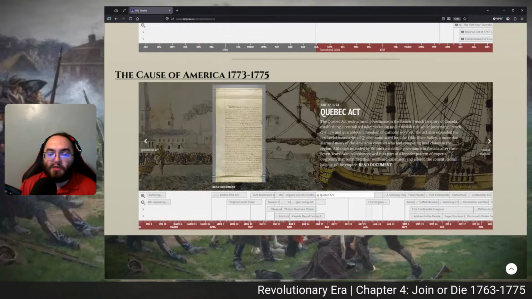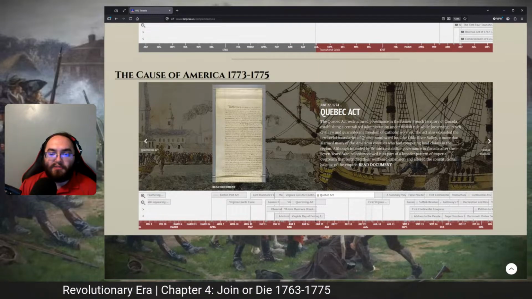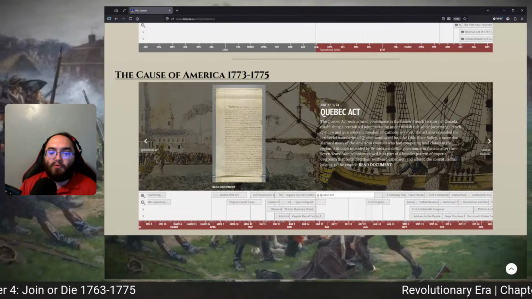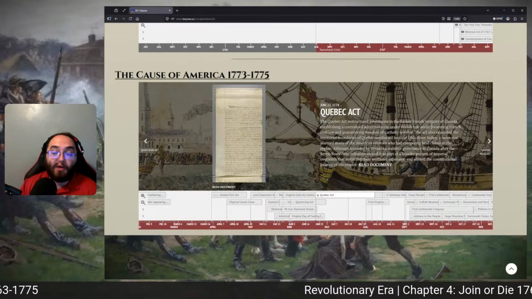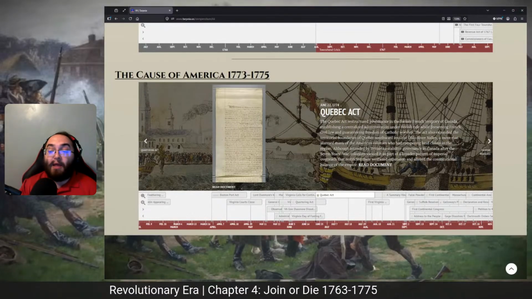claims in the region. Although intended by Britain to stabilize governance in Canada after the Seven Years' War, colonists viewed it as a broader pattern of imperial overreach that restricted their widespread expansion and altered the constitutional balance of the empire.